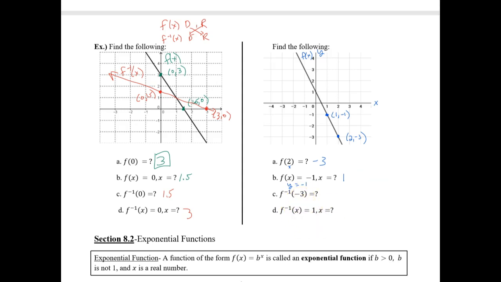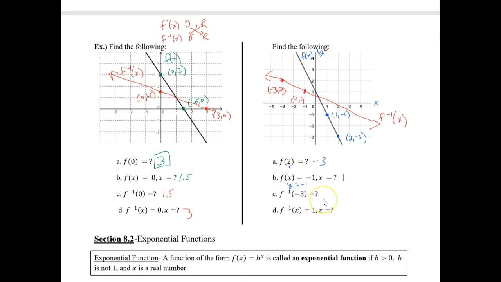Now we want to know about the inverse function. So let's go ahead and flip those ordered pairs, and this is going to become (-1, 1). Oops, let me use a different color for the inverse. And (2, -3) becomes (-3, 2). So this is (-1, 1) and (-3, 2). And that is f inverse of x.